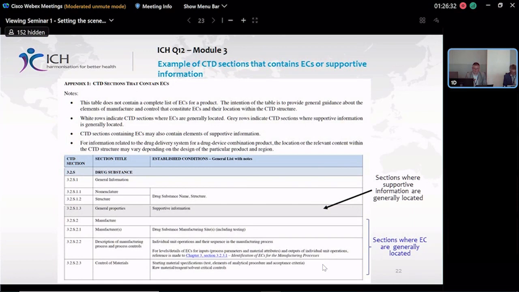So within this table at the appendix of the Q12 guideline, you'll see the white sections are the sections where established conditions are present. The grey sections of the dossier are sections where the information is only supportive and you don't expect a variation to be triggered.